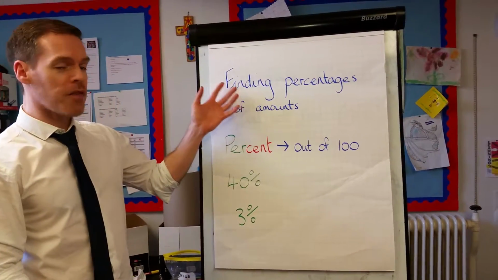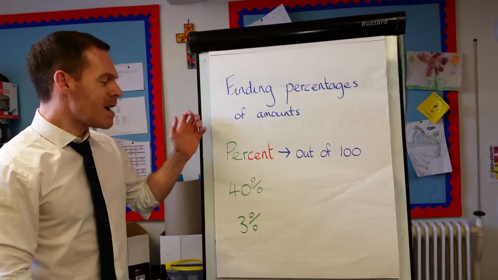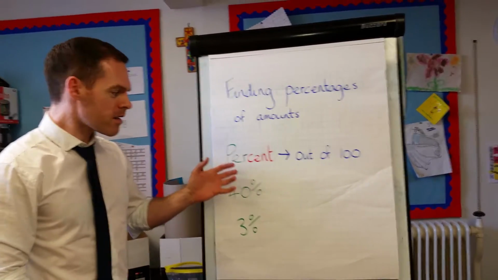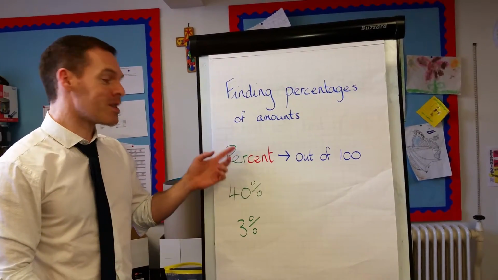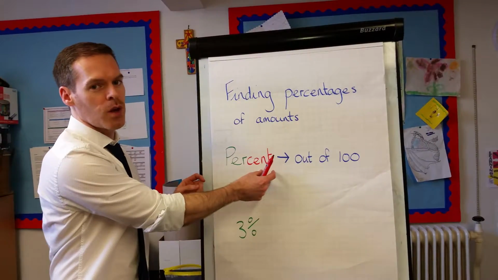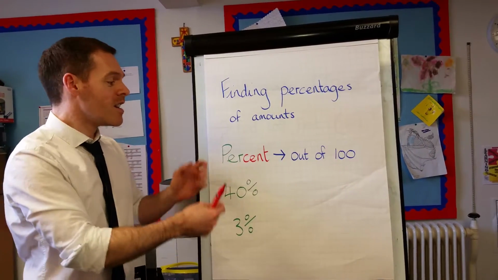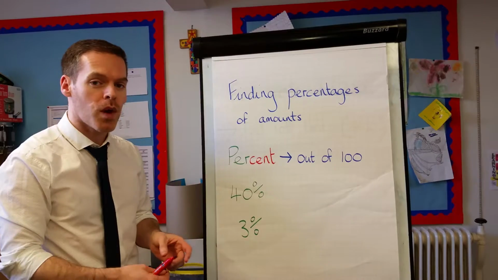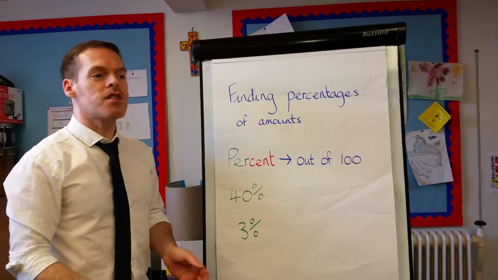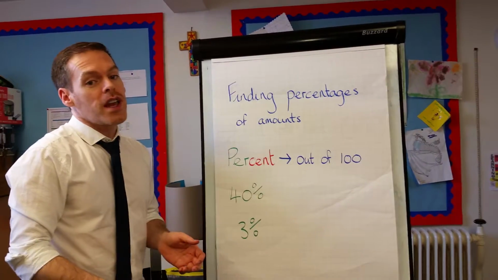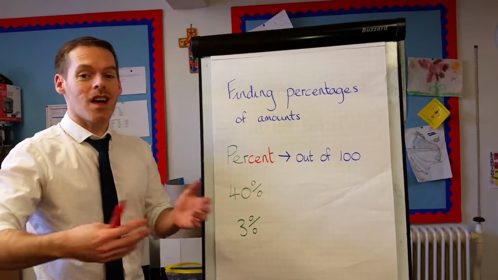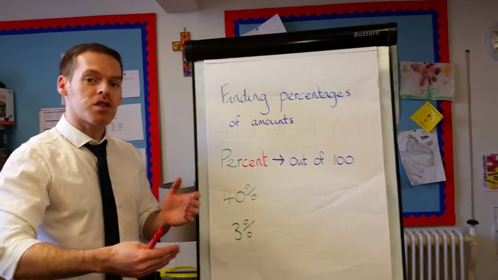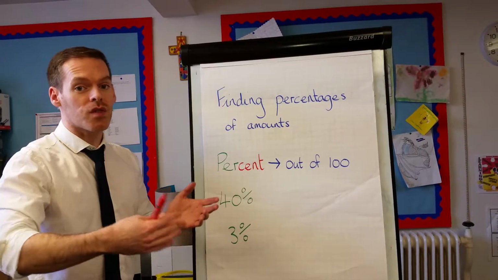So we're going to be looking at finding percentages of amounts, but we need to understand what the word percent means. Think of that word cent that's in there. We've been talking about that when we're dealing with centimetres. Cent is out of 100, okay? And percentages are just another way of looking at fractions and decimals. They're all the same thing, but they can be written in different ways.